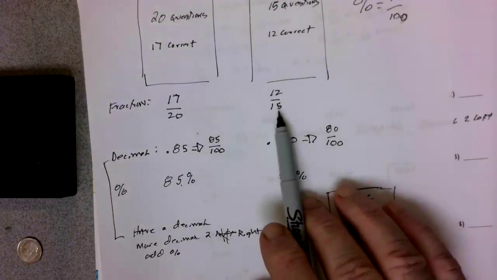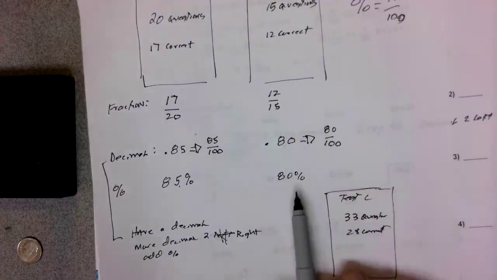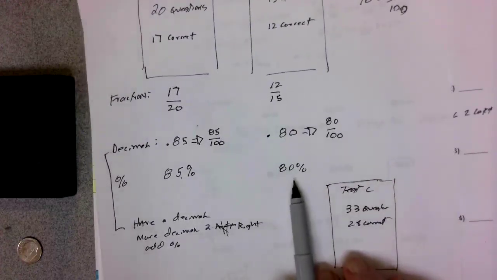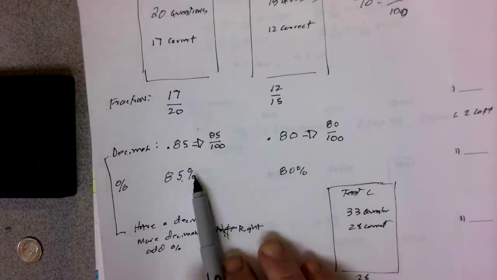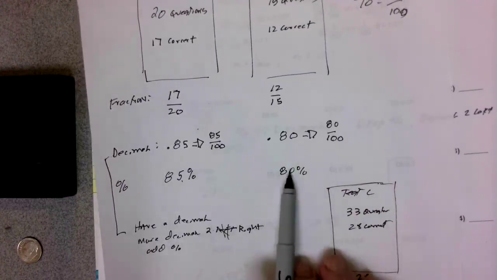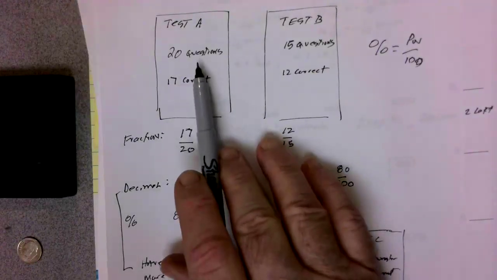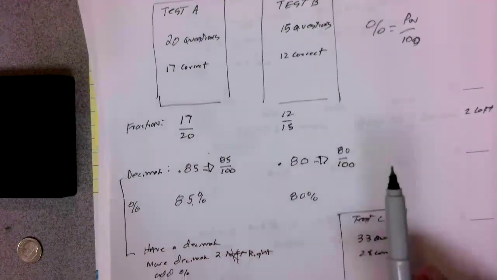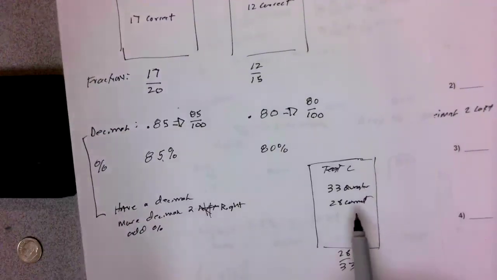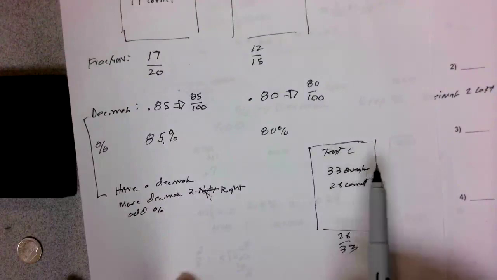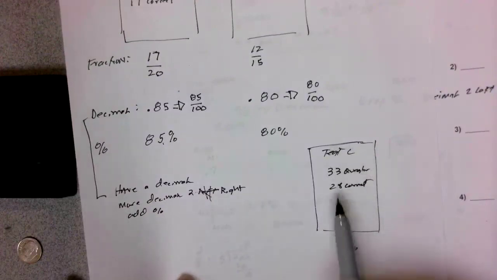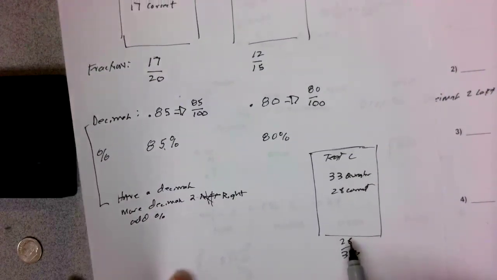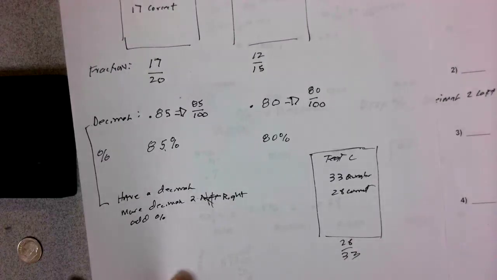And so over here, different number of questions, same process. And so this score is an 80. So now the student can say, oh, I made an 85 and an 80%, regardless of the fact that there were 17 out of 20, 12 out of 15. And then maybe the next test would be 33 questions and 28 correct. And so we would have to do the same logic. We would have to convert this to a per 100 basis.